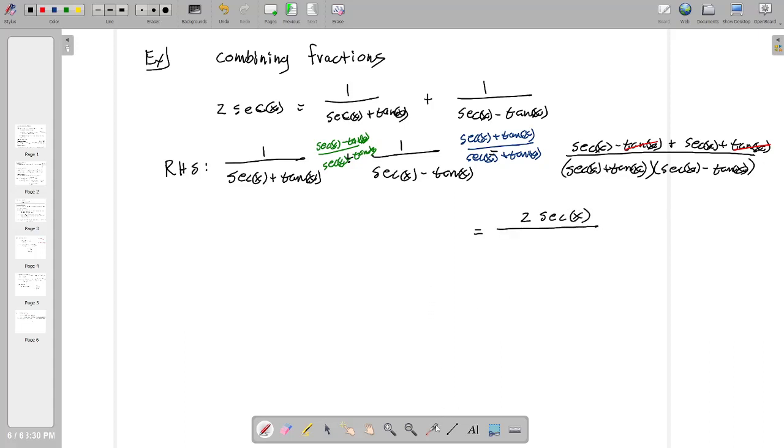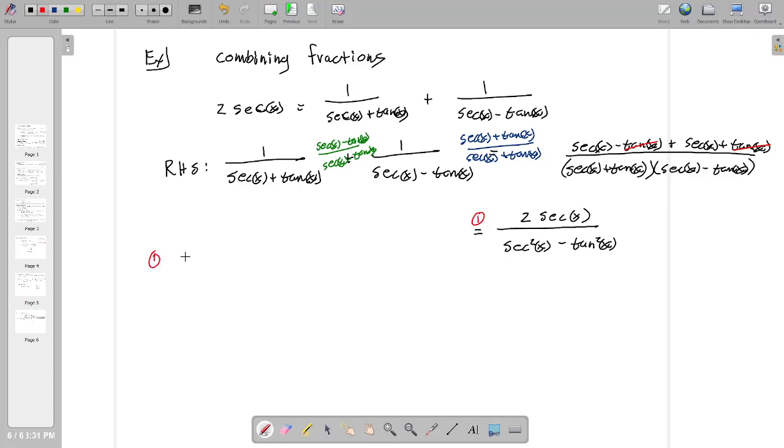Now, in our denominator, we have a difference of squares. I also want you to notice that the end goal is to get to 2 secant x. So this denominator, we can expect to go to 1 somehow, because we have 2 secant x in the numerator, and if we had 2 secant x divided by 1, we would be done, because that's what we want to get to. So let's FOIL out the denominator, and we get secant squared x minus tangent squared x. This isn't exactly something we've seen before. It's close, but it's not exactly something we've seen before.